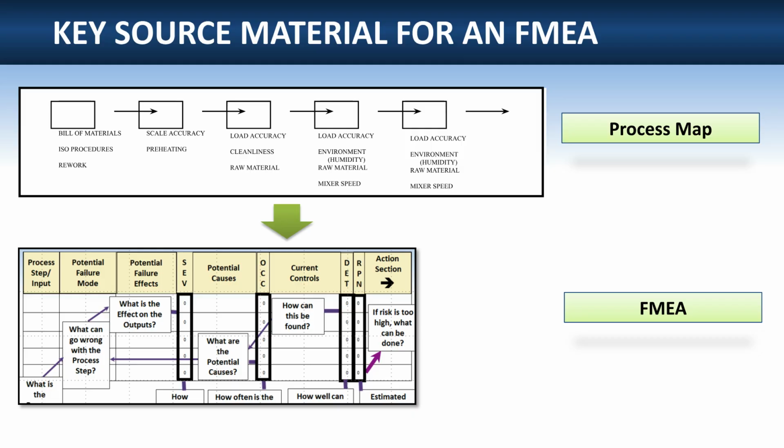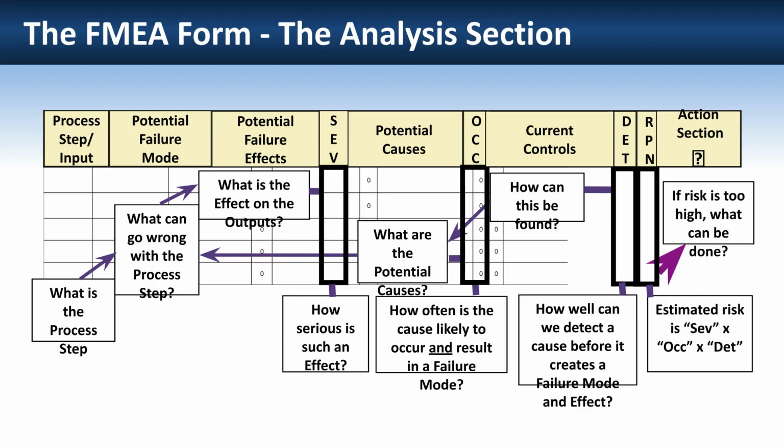Key source material for an FMEA includes a process map, which outlines the steps and key inputs. This map feeds into the FMEA, which analyzes potential failure modes, effects, and causes. The FMEA Forms Analysis section details the process step, potential failure mode, and effects. It also includes the potential causes, current controls, and ratings for severity, occurrence, and detection. The estimated risk, or RPN, is calculated by multiplying these three ratings.